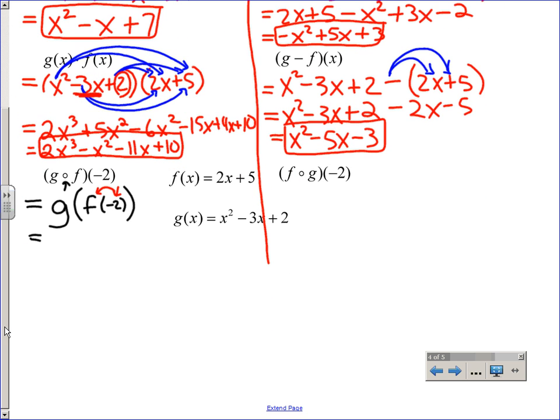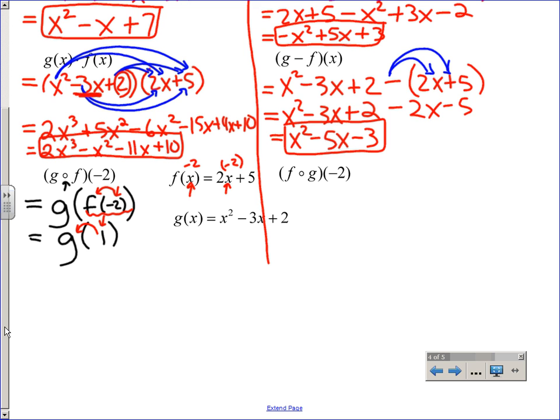So if I substitute negative 2 into f, that means replace x with negative 2. So here we replace x with negative 2. So that'll be 2 times negative 2, which is negative 4, plus 5, which is 1. So instead of g of f of negative 2, I have g of 1, because that's what this equals. This is the output. That output now goes into g.